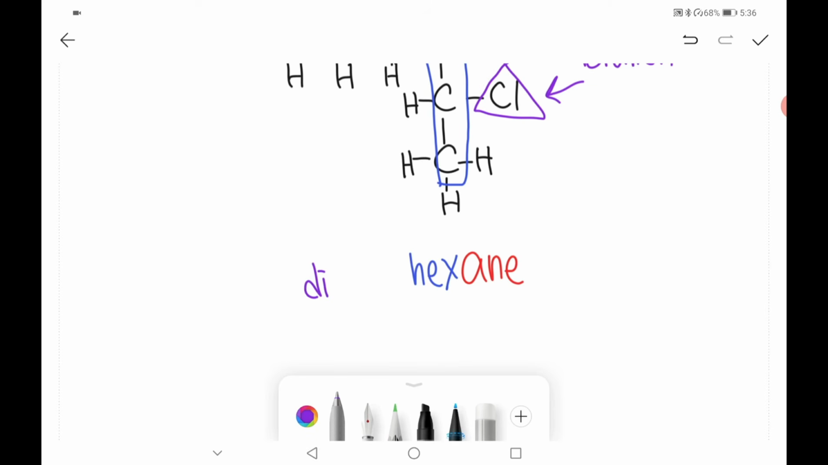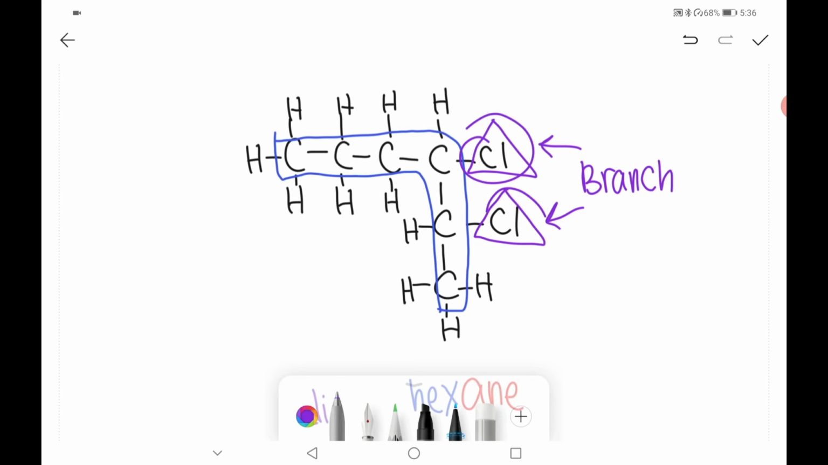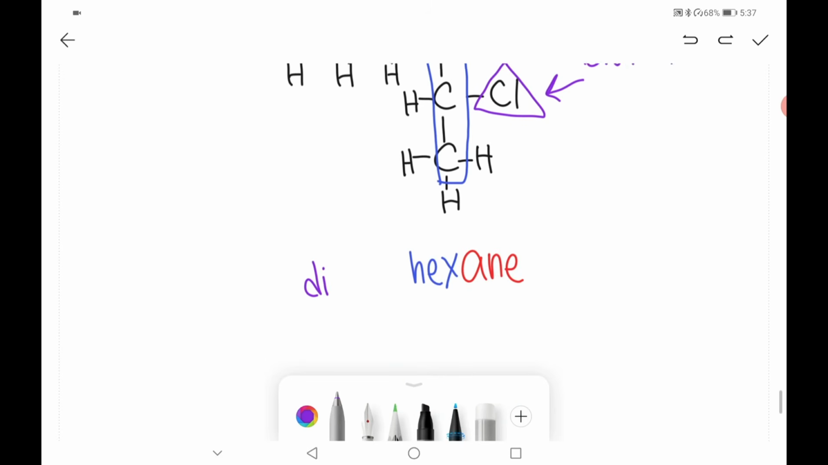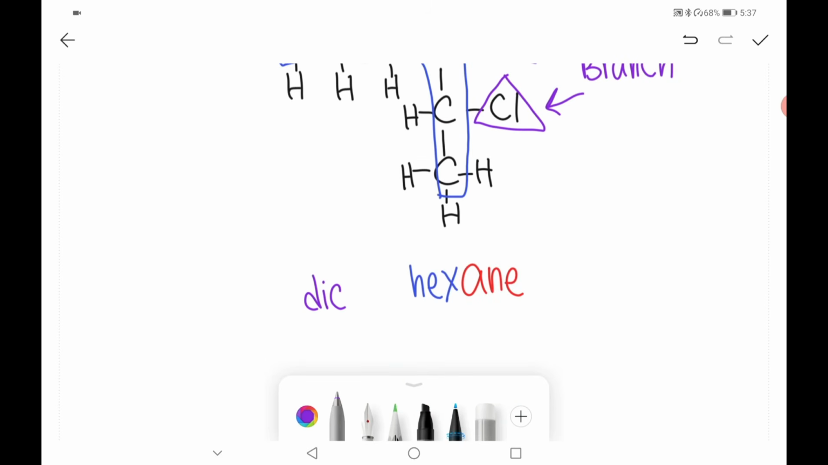So what is our branch? Our branch is made of chlorine. So when we have a chlorine branch, it is called chloro. Do you need to add yl? No need. You only add yl if the branch is carbon. If you have a carbon branch, then only you add yl. For chlorine, no need to add yl. So just call it dichloro.